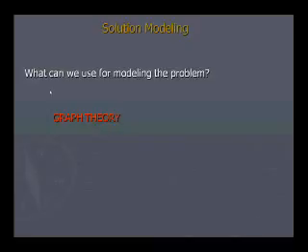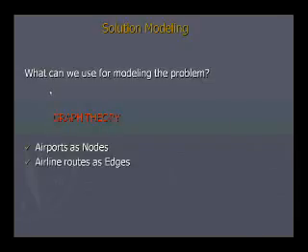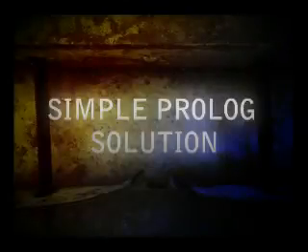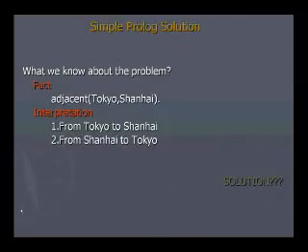In that graph, we can denote airports as nodes and airline routes as edges. But the fact doesn't imply both directions.